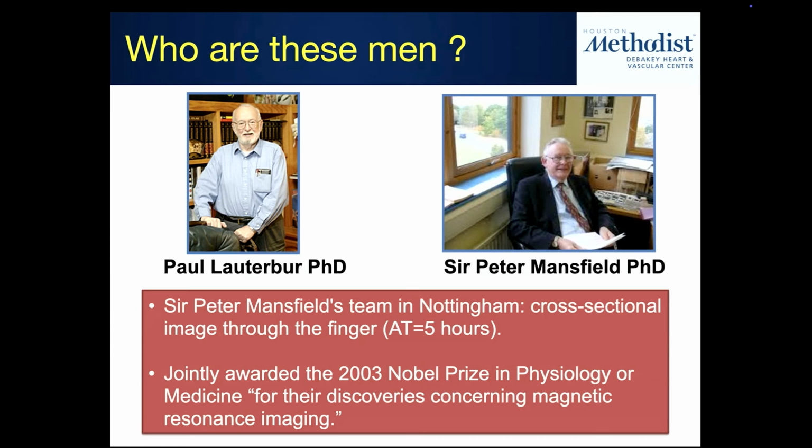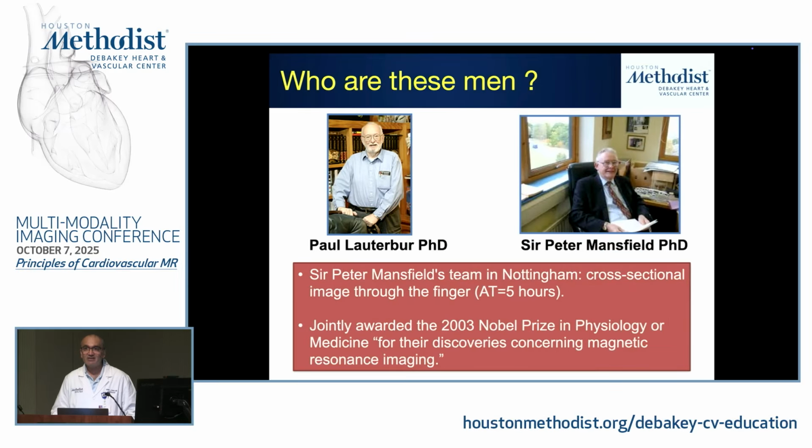So let me take you back in time a few decades to these two gentlemen right here, Peter Lauterbur and Sir Peter Mansfield. These are the two Peters who were jointly responsible for the initial discoveries concerning magnetic resonance imaging that have progressed to where we are today. In fact, they received the Nobel Prize for this in 2003. The very first image they obtained was a cross-sectional image of a finger using MRI technology. The acquisition time: 5 hours. So we've come a long way since then.